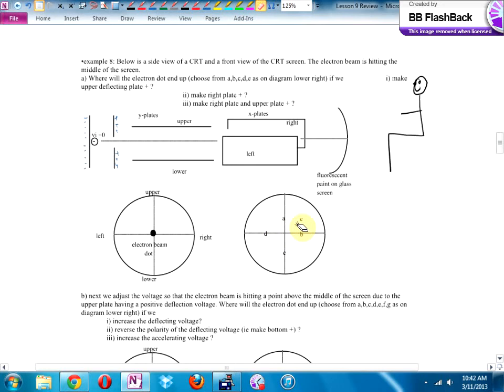I heard it here. Why A? So if we make this positive, which way will electrons want to go? Up. They're going to get bent towards it. They're going to leave it at an angle kind of like that. They're going to hit right about there. I think if we make the upper plate positive, we'll get a bunch of dots at location A.